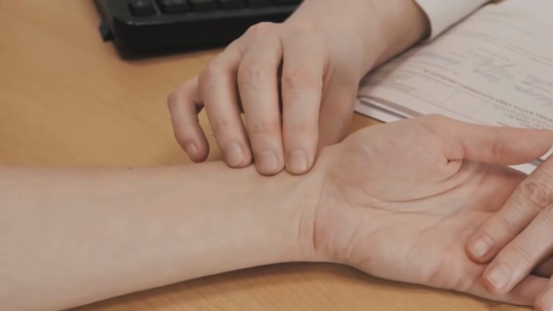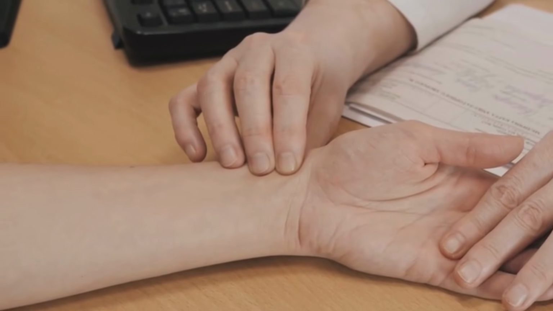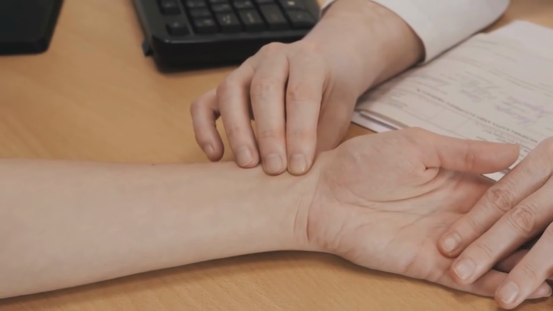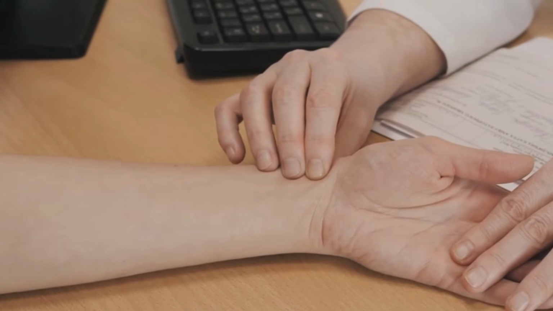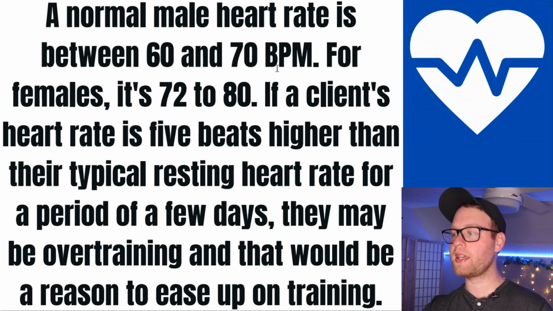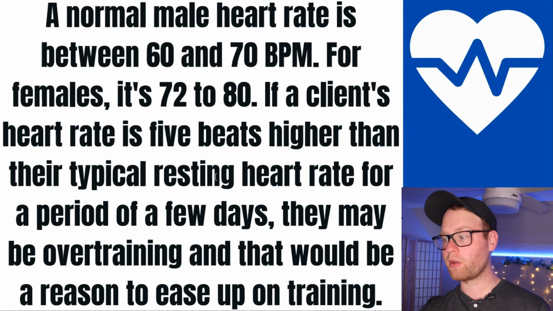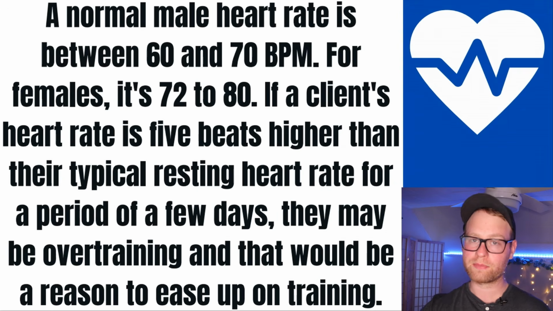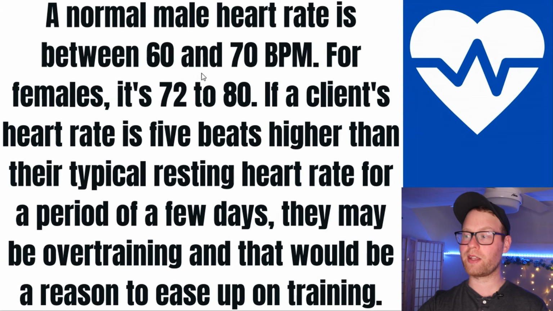Anyway, to get a client's heart rate, or BPM, beats per minute, you could take their heart rate for 30 seconds and then multiply that number by 2, or you could just take it for a full 60 seconds. So a normal male, this is resting by the way, heart rate is between 60 and 70 BPM. For females, it's 72 to 80. And if a client's heart rate is 5 beats faster than their typical resting heart rate for a period of days, they may be overtraining, and that would be a reason to ease up on training. I did have an overtraining question on my ACE exam, and it did have to do with a client's heart rate, so make sure to take note of everything that I just said.